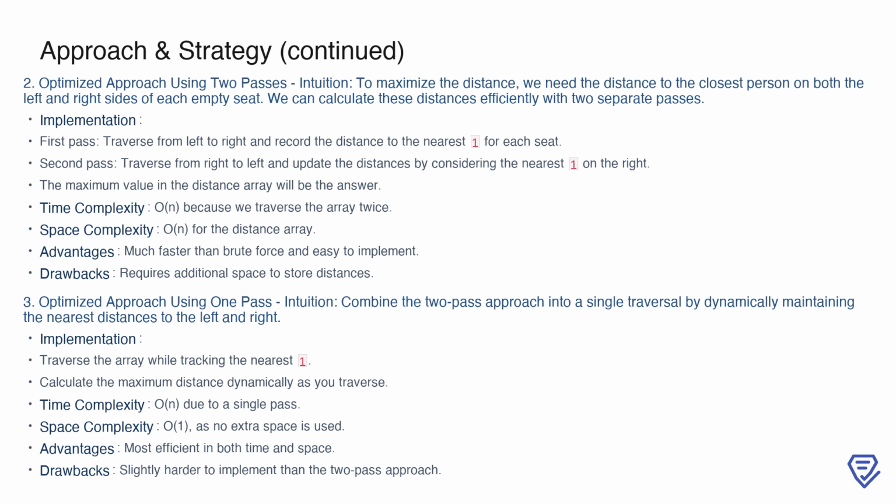for storing distances. It's much faster than brute force and easier to implement than some alternatives, though it does require additional space. Another refinement is the one-pass approach, where we dynamically calculate distances to both the left and right as we traverse. This eliminates the need for extra space, achieving O(1) space complexity. However, it's slightly harder to implement since it combines both calculations into a single loop.